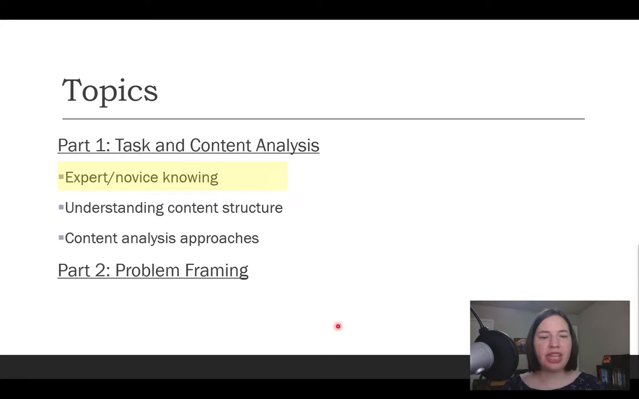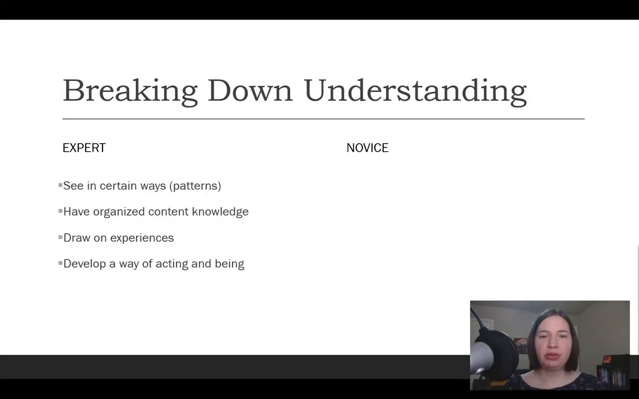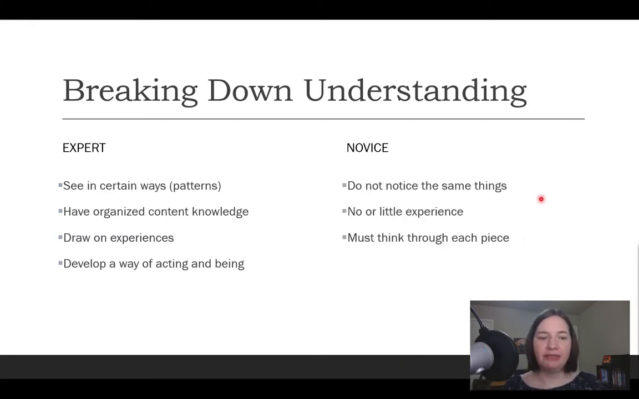Okay, so if we start with the expert and novice knowing, we're talking to the subject matter expert and they tell us about their topic. This is what you need to remember. The expert sees things in certain ways or patterns. They organize their content knowledge, they have all these experiences, they develop this way of acting and being in their subject area, and they don't even realize it. It just happens naturally. Whereas a novice, things are going to be different. They're not going to notice the same things. They don't have the same experiences, and they have to think a lot more carefully about each piece of something.